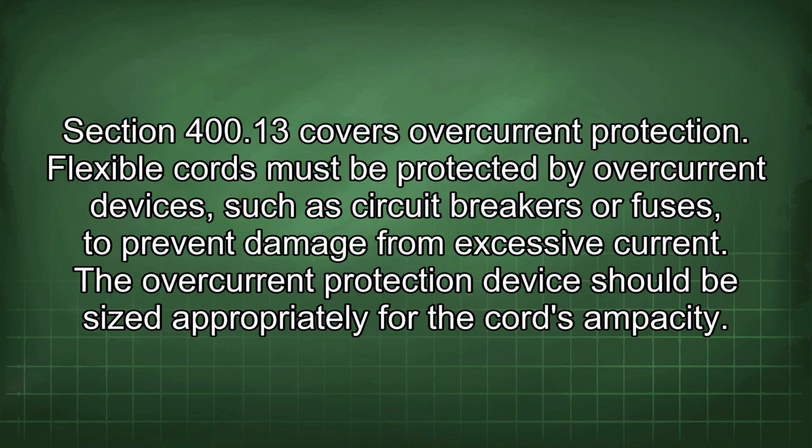Section 400.13 covers overcurrent protection. Flexible cords must be protected by overcurrent devices, such as circuit breakers or fuses, to prevent damage from excessive current. The overcurrent protection device should be sized appropriately for the cord's ampacity.